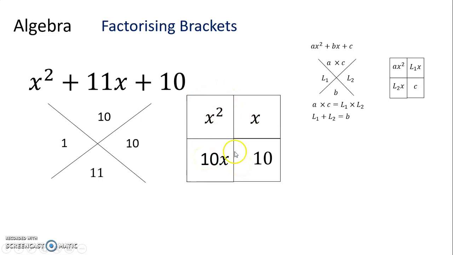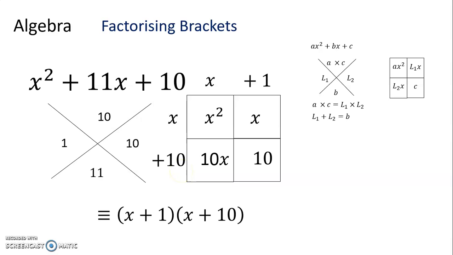And now I'm going to look for my common factors. So what's the common factor of x squared and 10x? Well, that's x. And what's the common factor of x squared and x? Well, that's x too. And anyway, I know it has to be x times x to make x squared. It's the only option. What is the common factor of x and 10? Well, the only thing that will divide into both is positive 1. And what's the common factor of these two? Well, that's got to be positive 10. So my two brackets are x add 1 multiplied by x add 10.